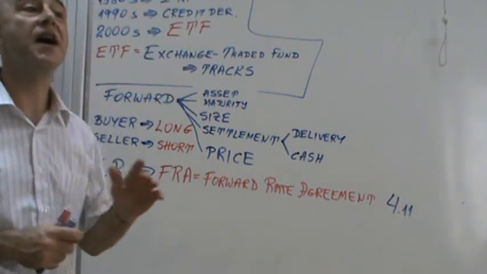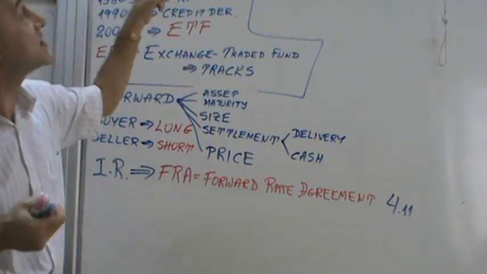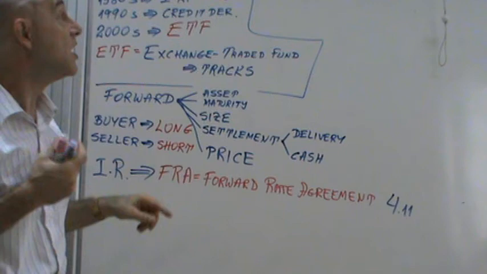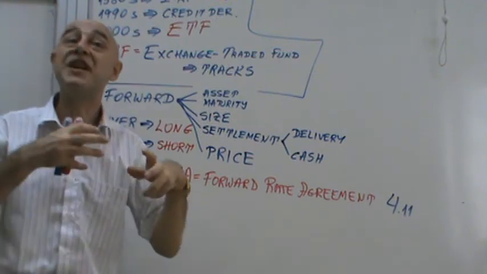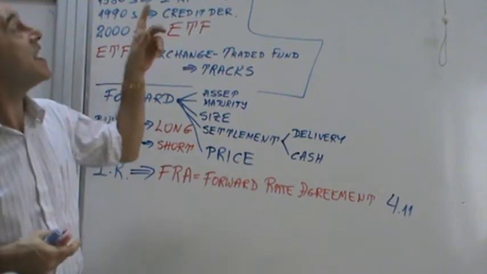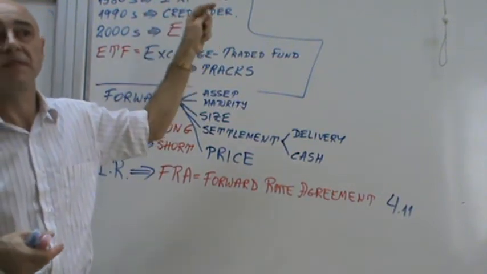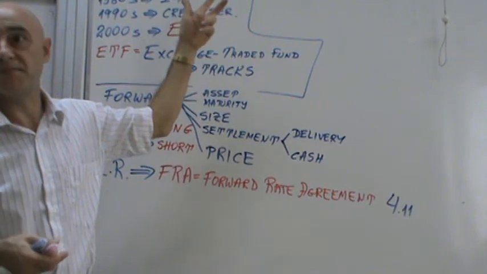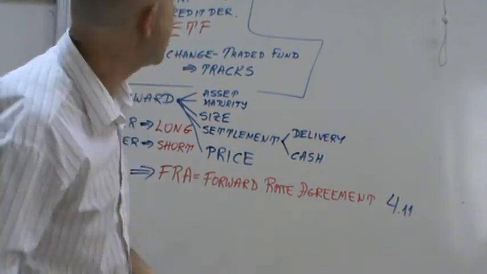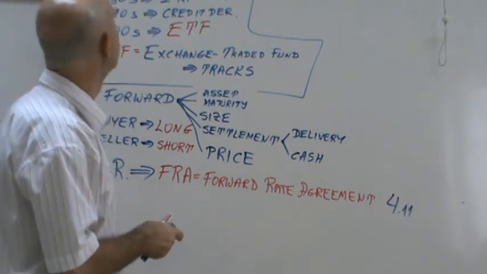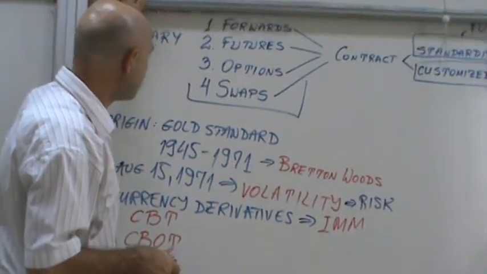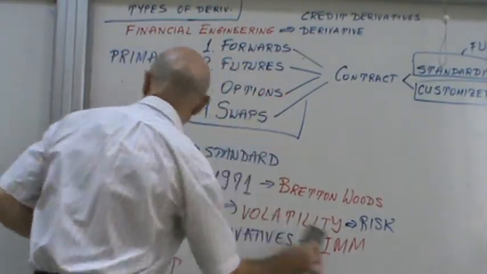Recently, over the last 15 years, these customized or non-standardized forward contracts have become more and more standardized, and they have some secondary markets, but they were never meant to be traded on the secondary markets. And therefore, the alternative to forward contracts are futures contracts.